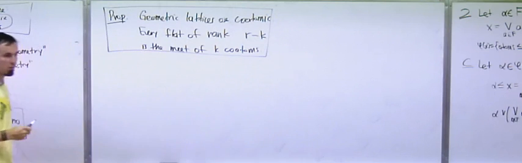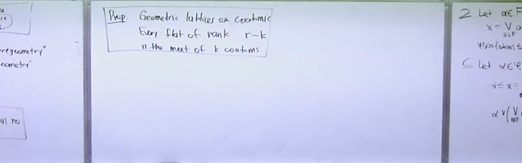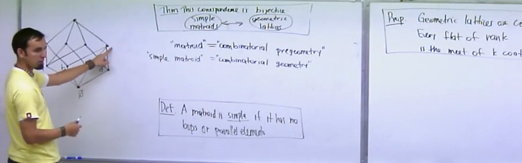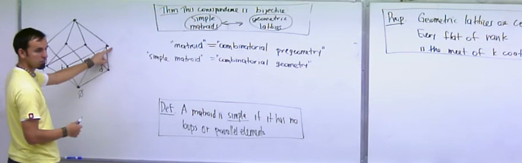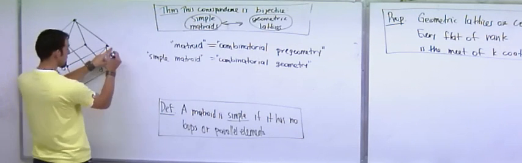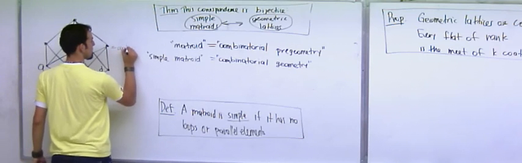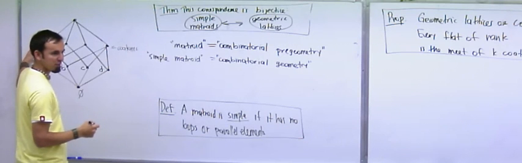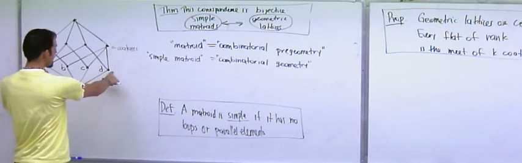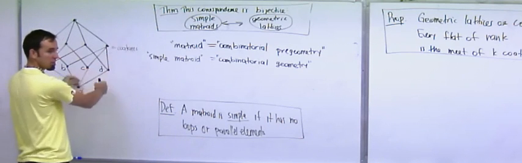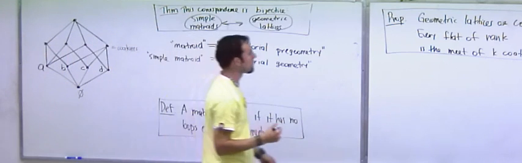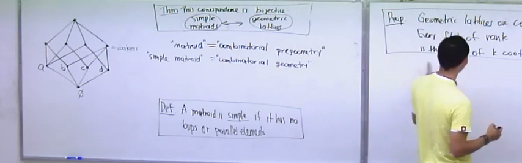Questions? Problem with your picture? Is there a problem here? The guy on the right on the second floor? This guy is a meet of itself. Because these are the coatoms. So in this floor, it's trivial that each one of these guys is the meet of itself. Then if you want these guys, everyone is a meet of two coatoms. If you want these guys, they're a meet of three coatoms, and so on. Every flat of rank R minus K is the meet of K coatoms.